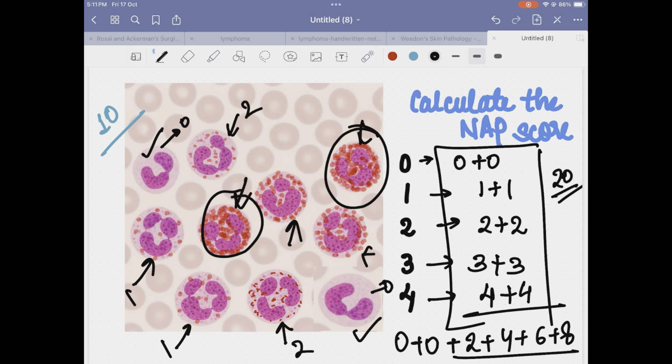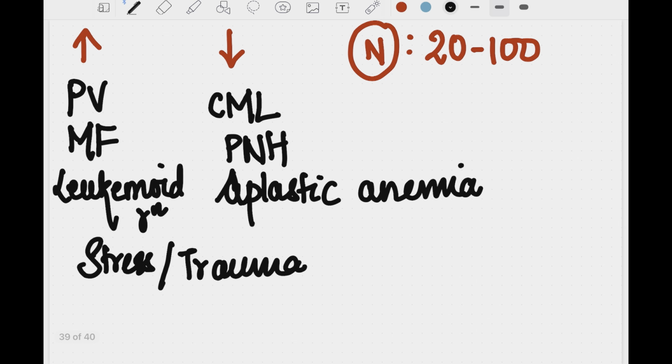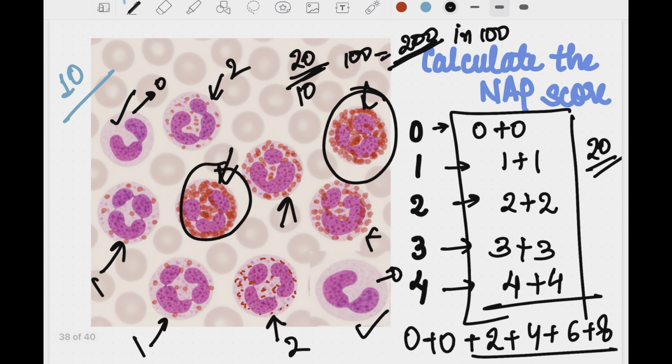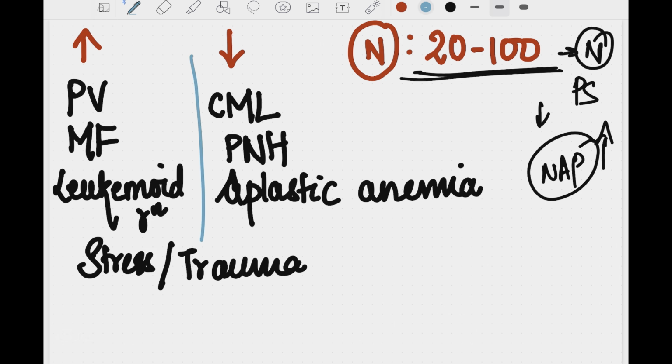Assuming this is in 10, in 100 neutrophils the value comes up to 200. So is this increased or decreased? That we'll find out. The normal NAP score is 20 to 100 in a normal peripheral smear. In the smear that we calculated, it is coming up to 200. That means the NAP score in that is increased. Okay, so now you know. So what are the causes of increased NAP score and decreased NAP score? And this is why we learn the NAP score.